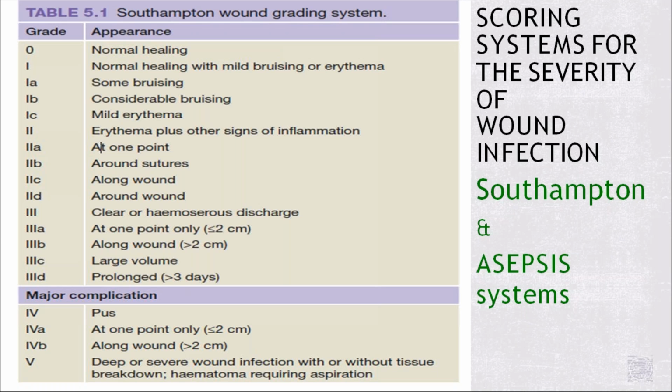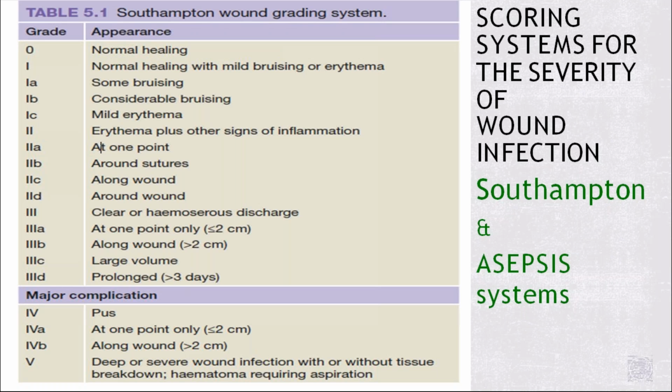So 3 includes the clear or hemoserous discharge. 3A is at 1 point only, less than or equal to 2 centimeters. If at all it is along the wound and it is more than 2 centimeters, it comes under 3B. Whereas 3C is a large volume of discharge. Whereas 3D includes the duration also, so prolonged discharge that is more than 3 days.